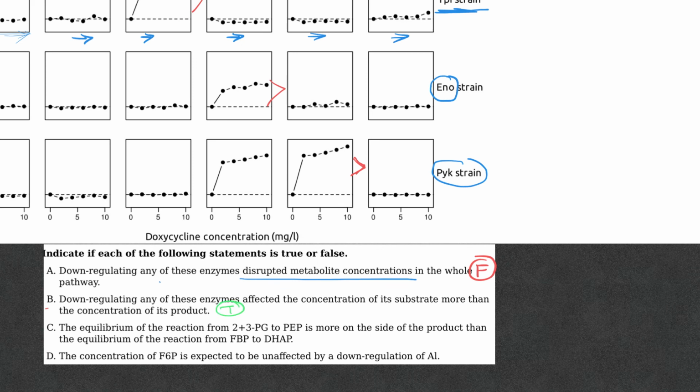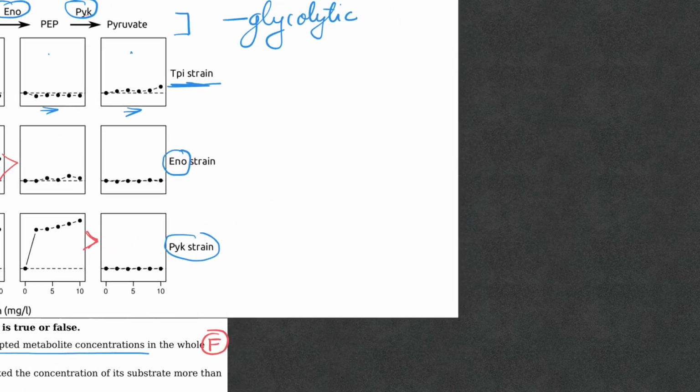Okay. These were the easy questions, guys. Now I want you to focus and answer the next ones. The third question is: the equilibrium of the reaction 2 plus 3 PG to PEP is more on the side of the product than the equilibrium of the reaction from FBP, fructose bisphosphate, to DHAP. Now, what is equilibrium? You need to understand the concept of equilibrium.